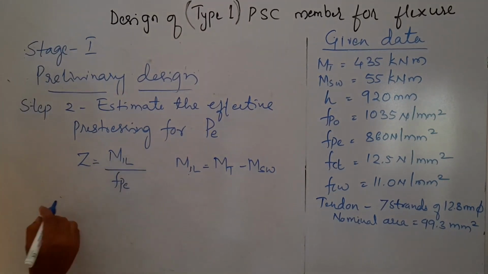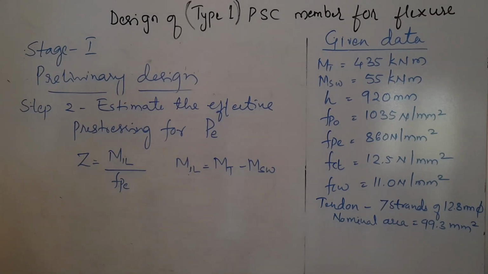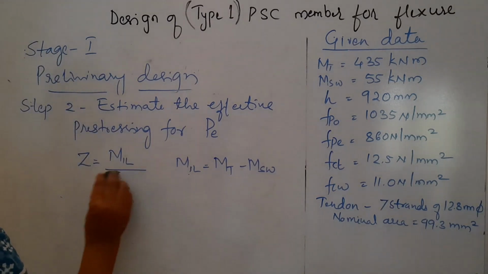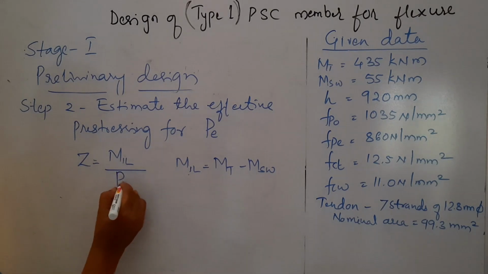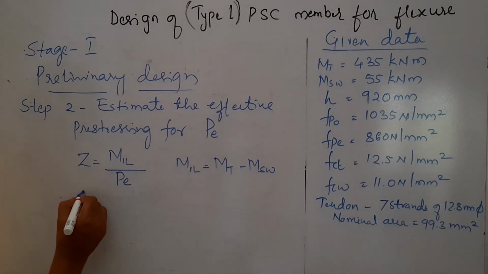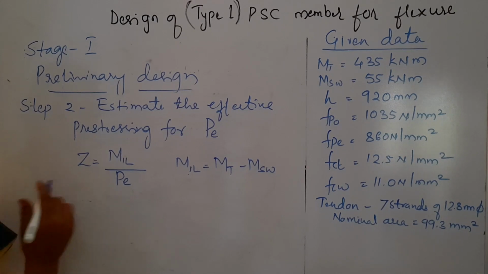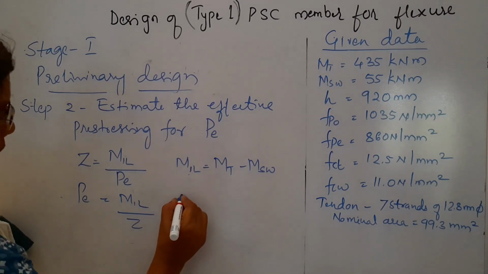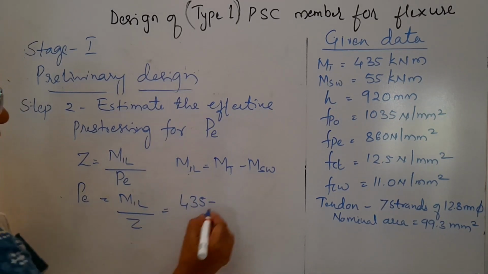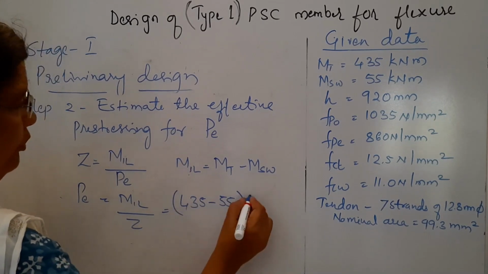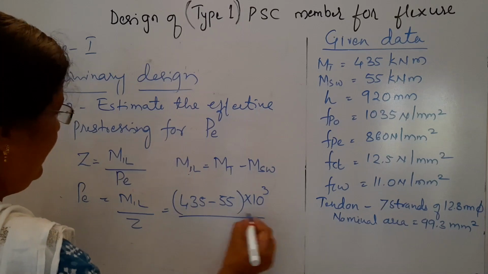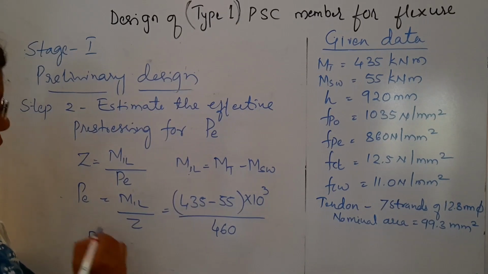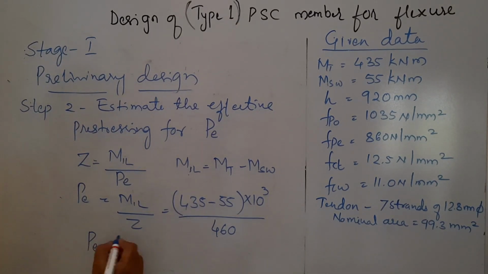Therefore, we want the effective pre-stressing force, I have written the stress here PE, effective pre-stressing force. Therefore, the required pre-stressing force PE is equal to MIL divided by Z. Therefore, here 435 minus 55 kilonewton meter, then convert meter into millimeter, divided by lever arm, it is 460. Therefore, PE is equal to 826 kilonewton.